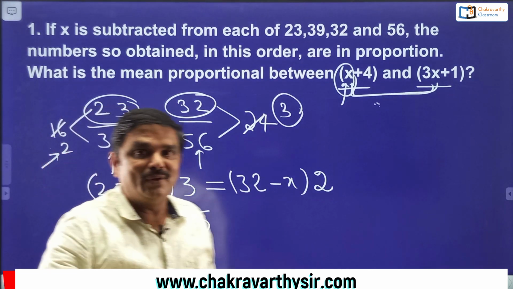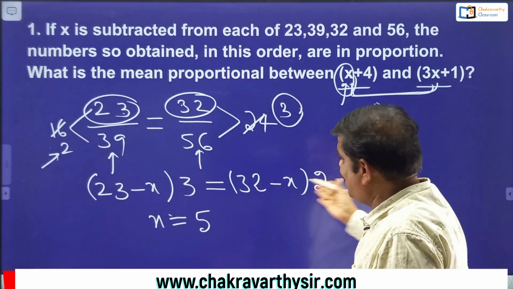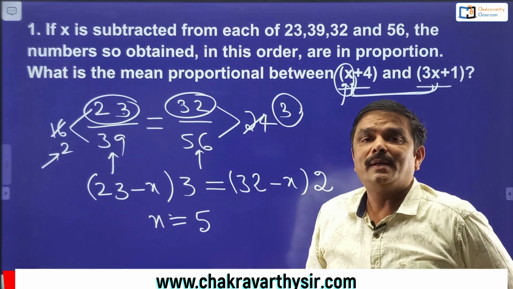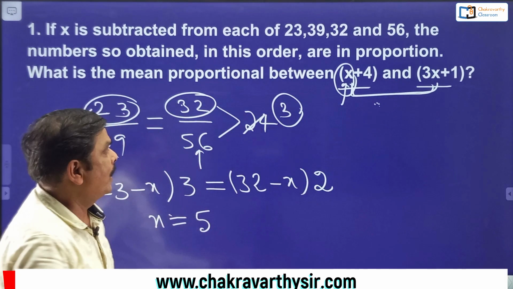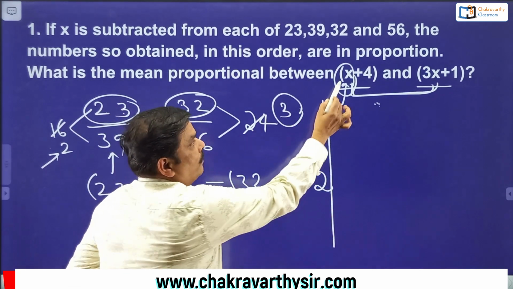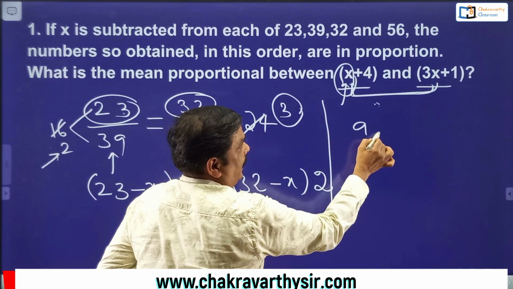In the speed maths I have given you, many equations we have solved in this way. Simply I got the value of x as 5. Now substitute the value here. 5 plus 4, that is 9.